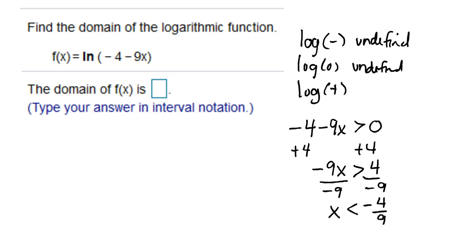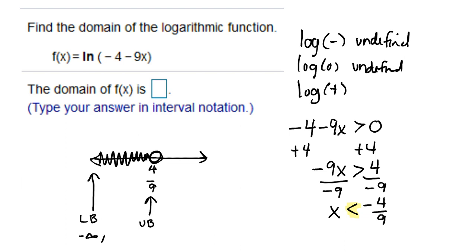So to write that in interval notation, I'll first draw a graph. I would mark negative 4/9 on the graph with an open circle because that point is not included in our set. We have x is less than negative 4/9, so we're going to shade to the left. Then in our interval notation, we're going to have a lower bound of negative infinity and an upper bound of negative 4/9, parentheses on infinity and parentheses on negative 4/9. So our interval notation would be negative infinity to, I apologize, that's a negative 4/9, negative 4/9.